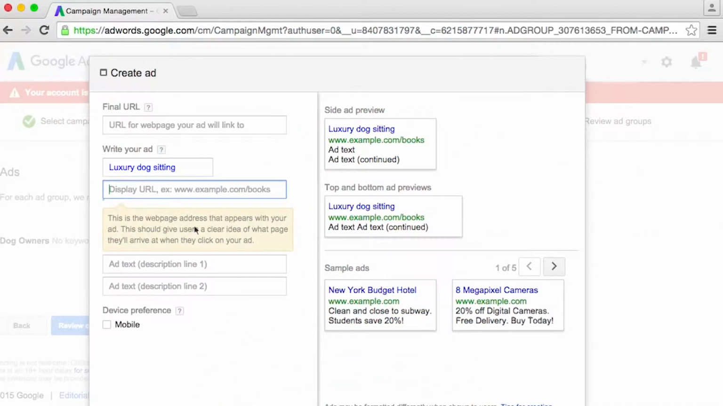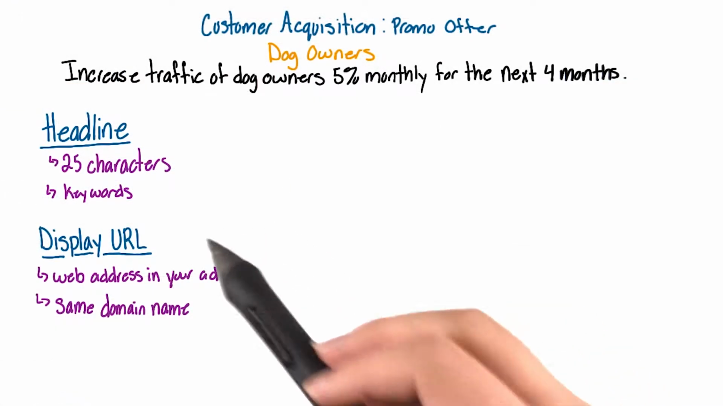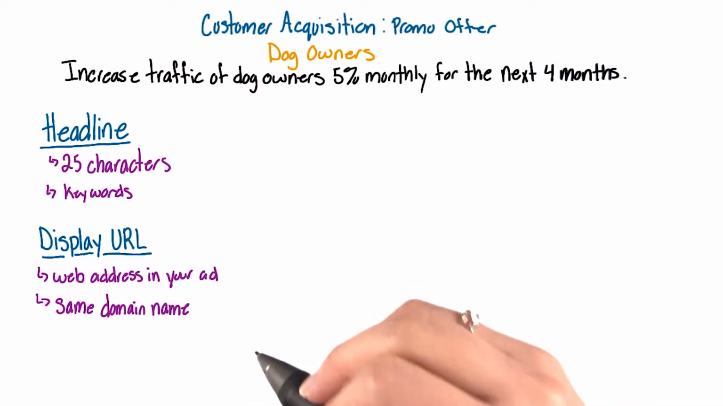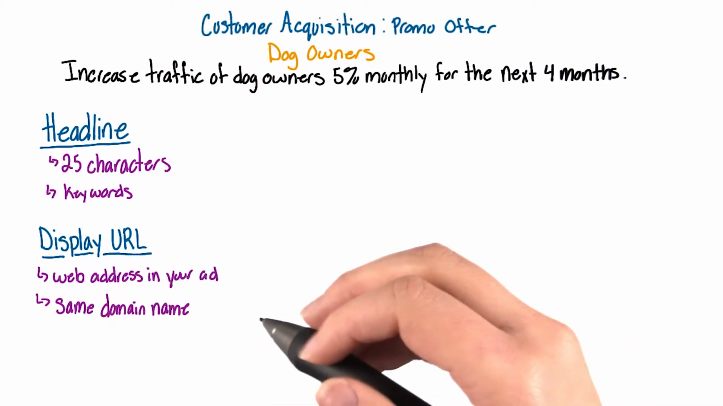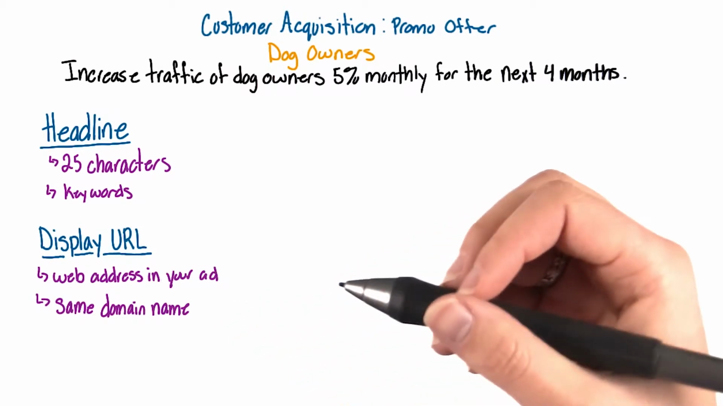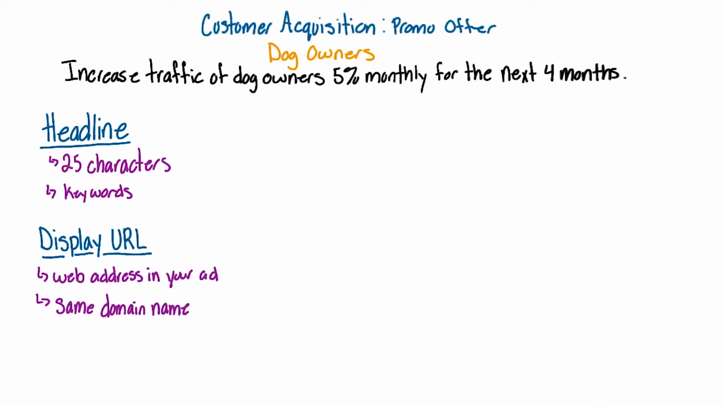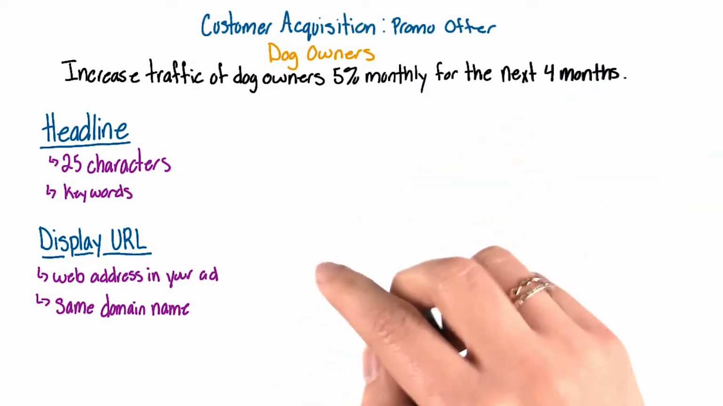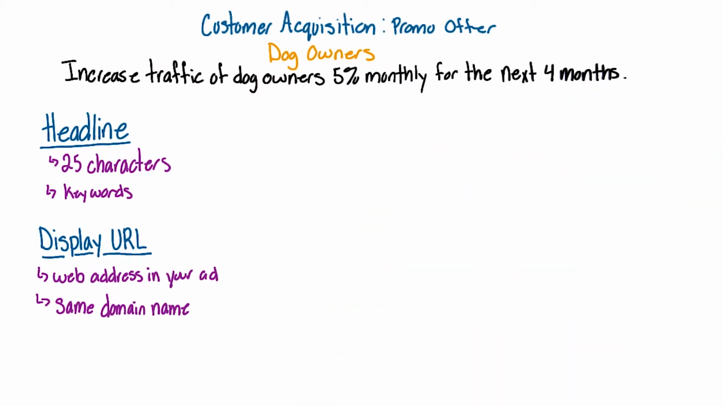Next, we have our display URL. We're going to use abarkment.com. For the display URL, this is a web address that will appear on your ad. This URL must match the domain people will land on when they click on your ad. So if you want them to land on a specific page of your website, you can still just use your homepage like we did with abarkment.com, as long as it's the same domain name. Okay, let's go back to AdWords.